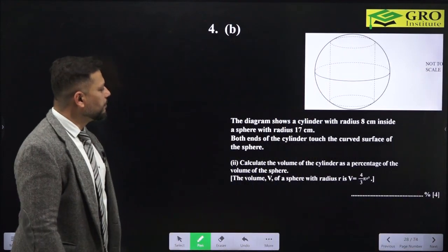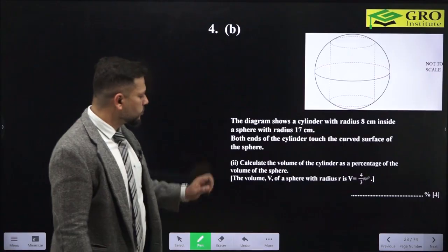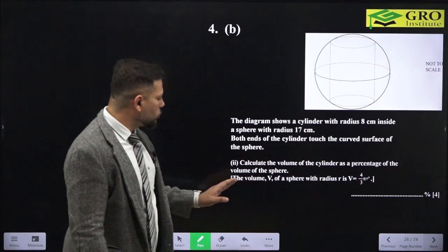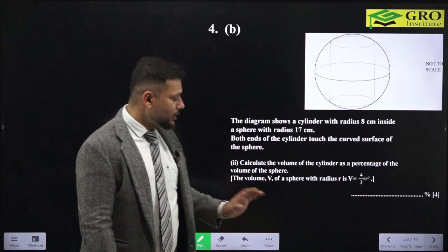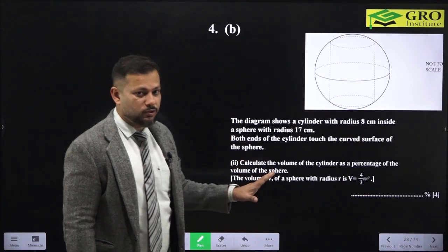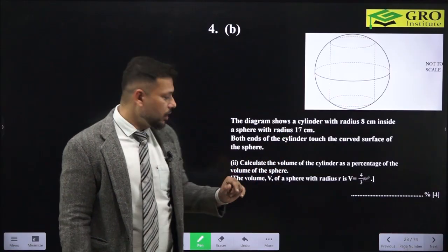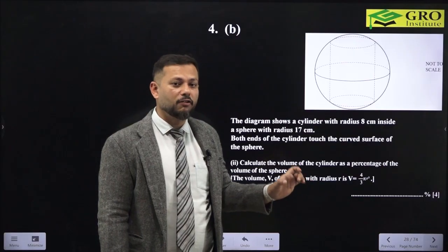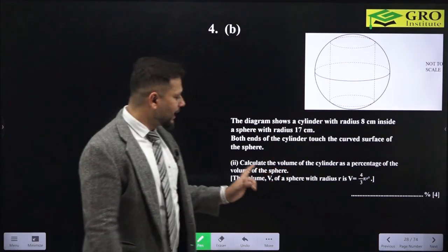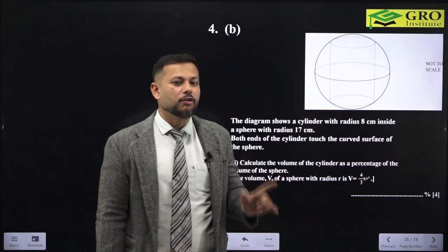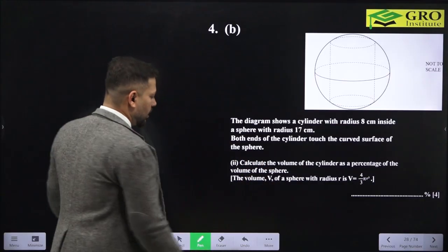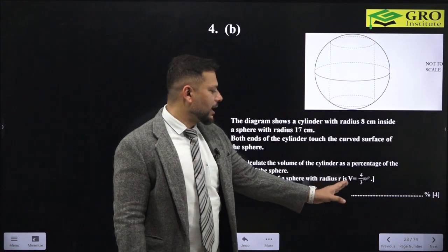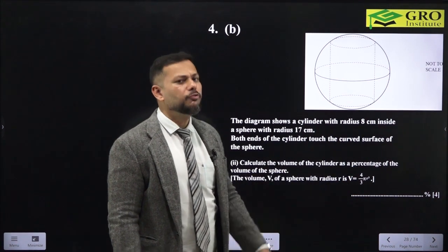Here it's part B of this, in which the second question says calculate the volume of the cylinder as a percentage of the volume of the sphere. Guys, we need to find out the volume of both the shapes first of all, that is cylinder and the sphere, and we need to calculate the volume of cylinder as a percentage of the sphere, right? For that, I think definitely we will be in need of a calculator, so be ready with it. You are also given the volume V of a sphere with radius r is 4 by 3 pi r cube. We already know this.